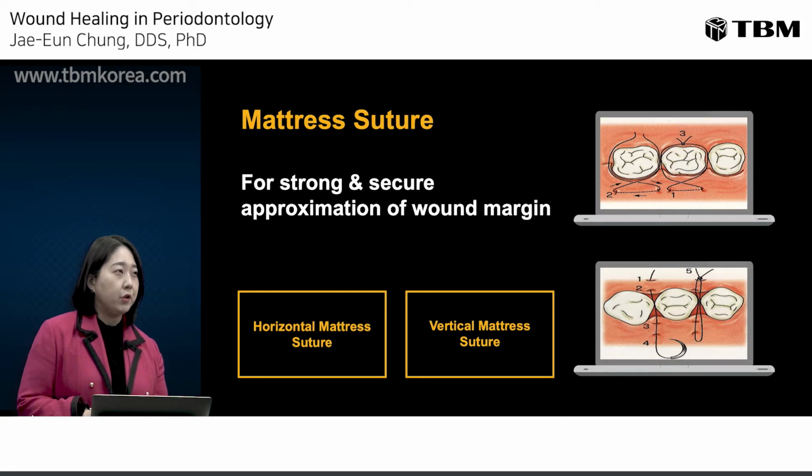This is metal suture. This is a special type of suture and is described as horizontal and vertical. Its indication is in cases where strong and secure reapproximation of the wound margin is required. They also allow for good papillary stabilization and placement.